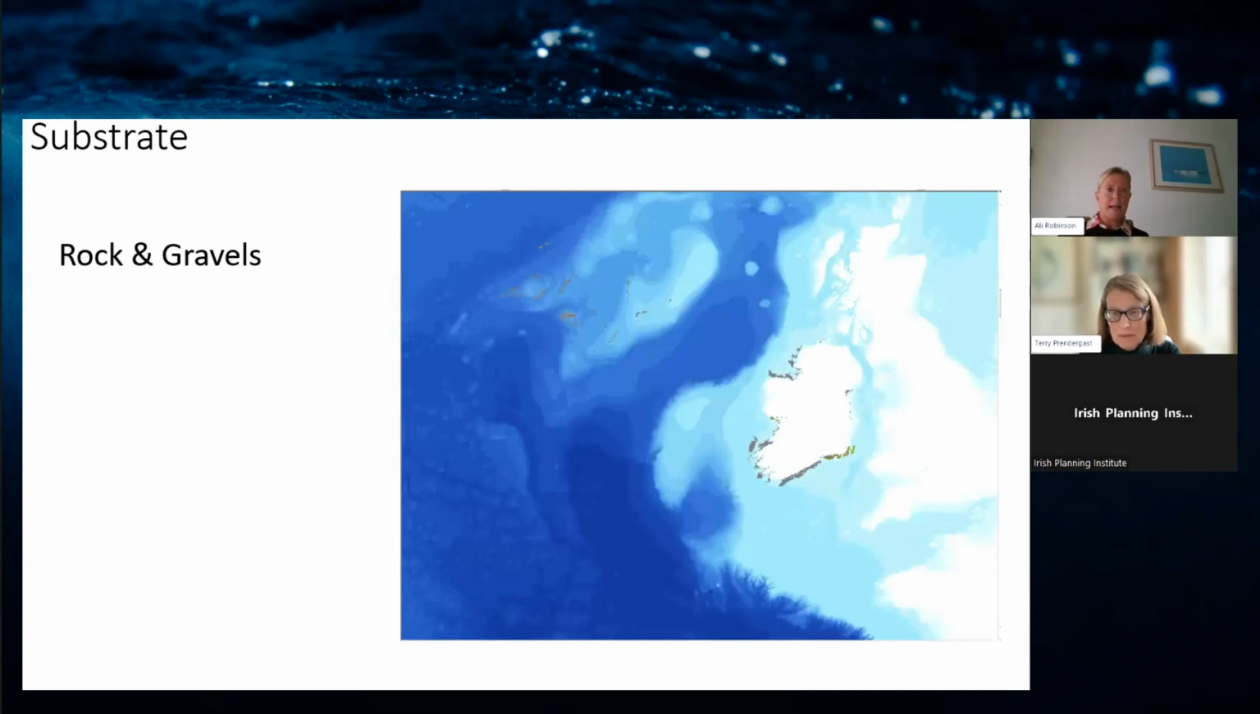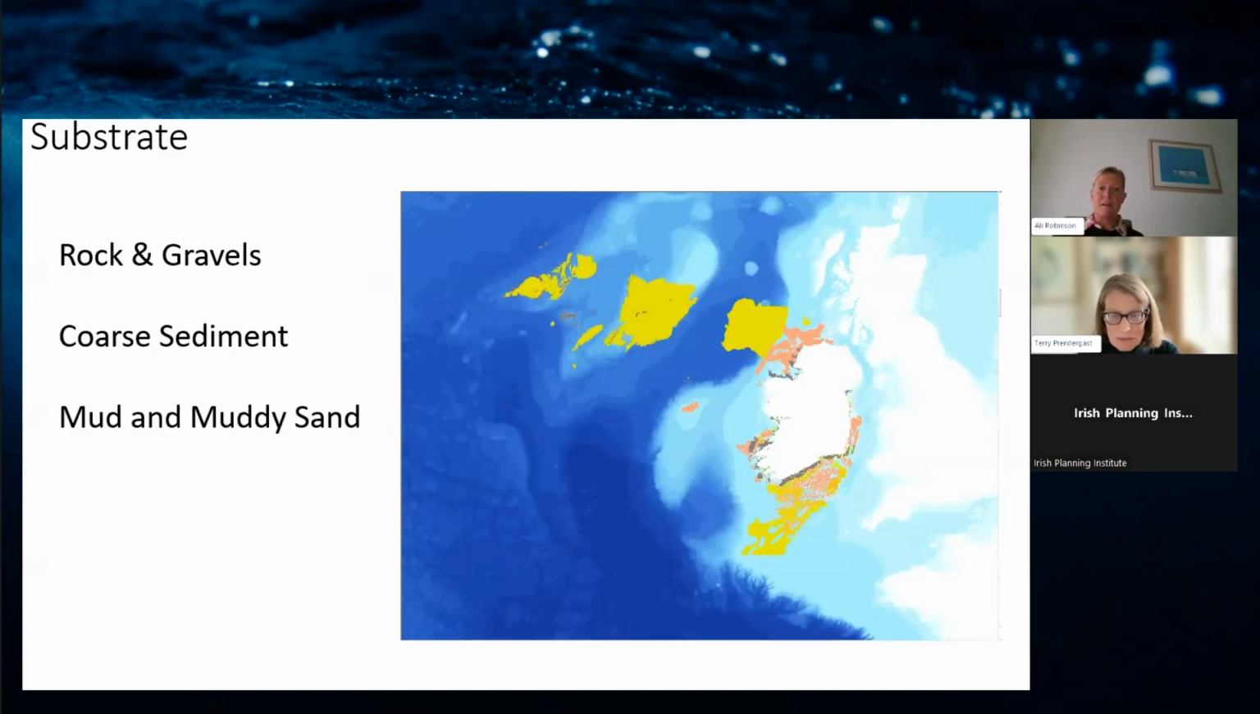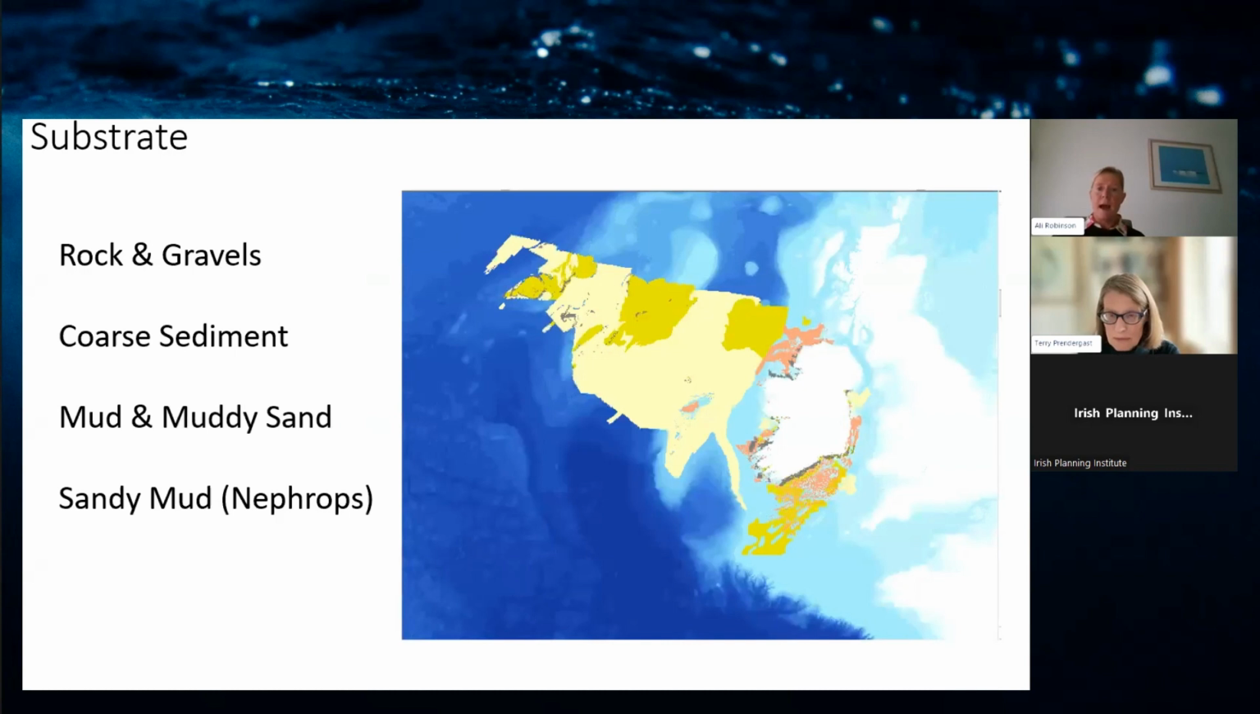So this is a kind of substrate map that we created for the Marine Strategy Framework Directive, initial reporting and baseline reporting: rocks and gravels, coarse sediments, which are sands, coarse sands, gravels, etc. Moving out then to extensive areas of mud and muddy sands, sandy muds, which typically in the shallower waters support nephrops populations, and we'll have a look at the old nephrops a little bit later on.